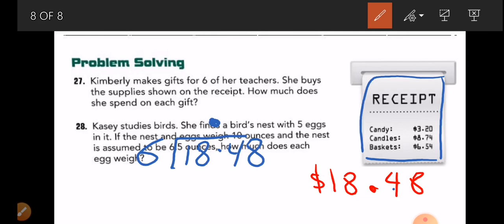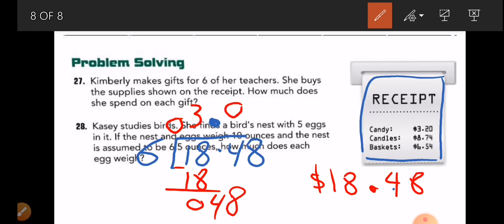Then what? 1 divided by 6 we cannot, so 0. 18 divided by 6 will give me 3. 3 multiply 6 will give me the 18. Subtract 0. Then put down the 4. Okay, 4 divided by 6, is it enough? Small divided by big will give me 0. Get down the next digit, which is 8. 48 divided by 6 will give me 8. 6 times 8 is 48. Subtract them, you will get 0.